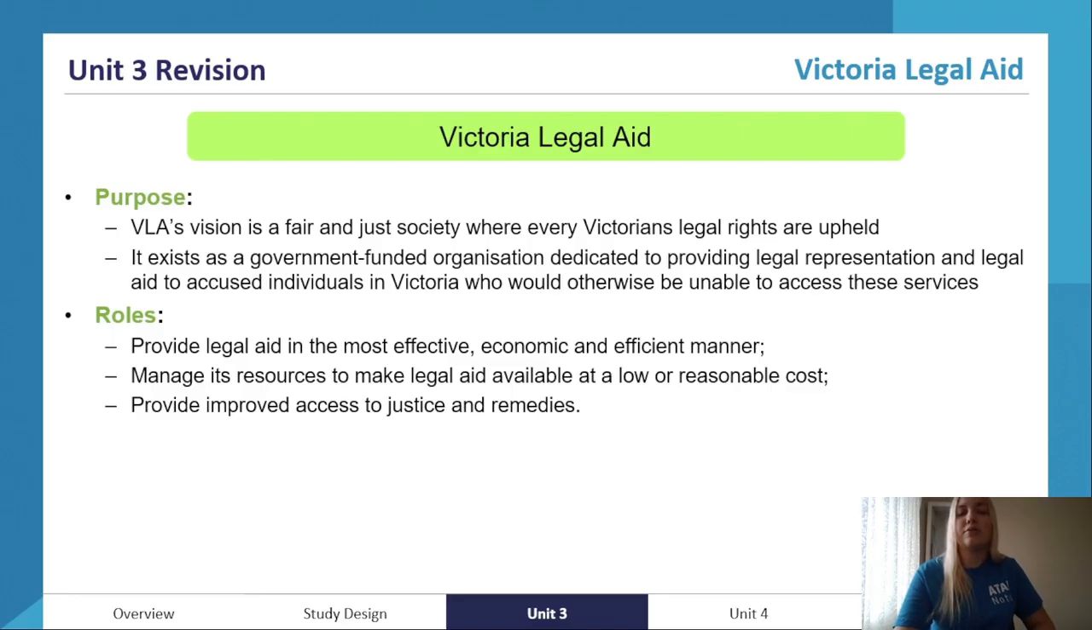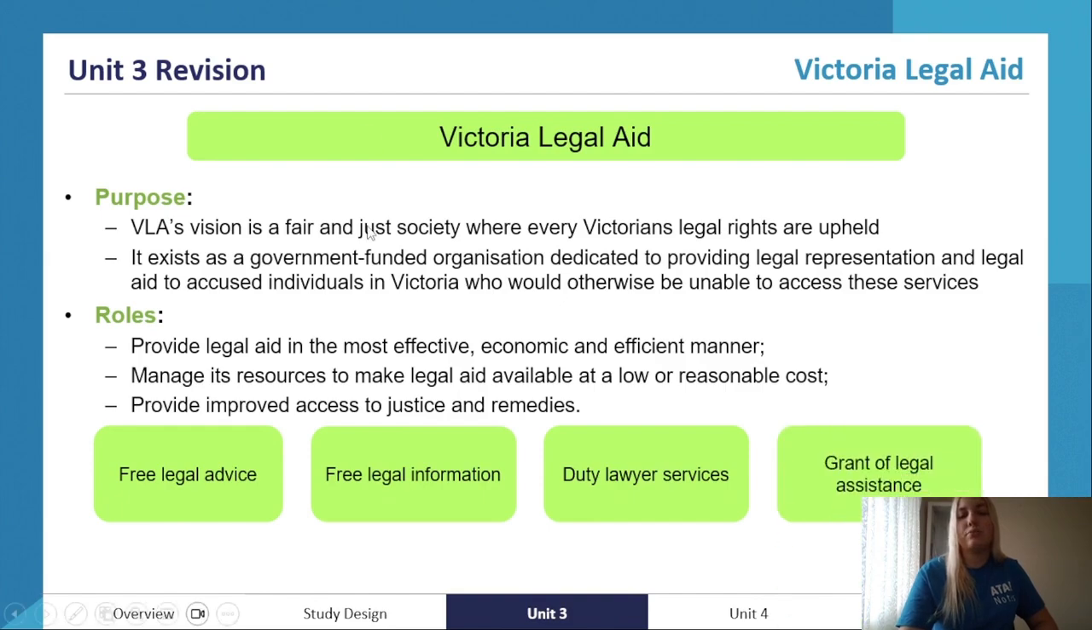It's only for those of low socioeconomic status and low income. And predominantly, Victoria Legal Aid assists within the criminal justice system, not within the civil justice system. Its scope in the civil justice system is very, very narrow. So, predominantly, they do assist accused persons within the criminal justice system only. So, obviously, it aims to predominantly achieve access and reduce disparities in access, providing improved access to justice and remedies as well, and legal aid at a low or reasonable cost.